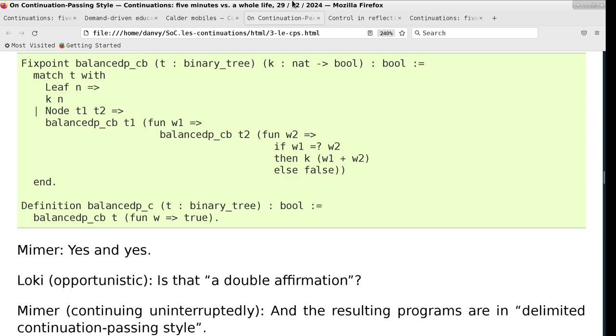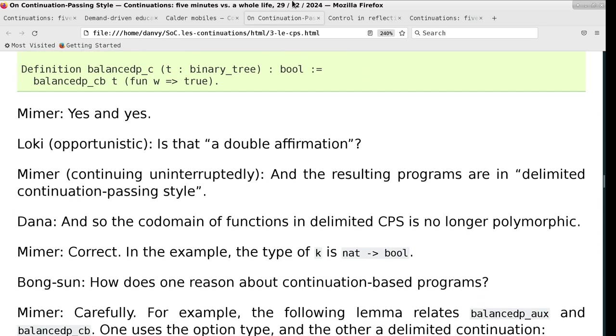Yes and yes. Is that a double affirmation? And the resulting programs are in delimited continuation passing style? And so the codomain of functions in delimited CPS is no longer polymorphic. Correct. In the example, the type of K is int arrow bool.